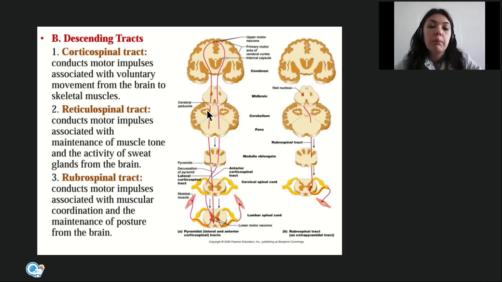There are also extrapyramidal tracts which do not start from the cortex of cerebral hemispheres. They are the reticulospinal tract, which starts from the reticular formation of the brainstem and conducts motor impulses associated with maintenance of muscle tone and the activity of sweat glands from the brain. And then the rubrospinal tract, which conducts motor impulses associated with muscular coordination and the maintenance of posture from the brain. It starts from the red nucleus. And there are many of them.